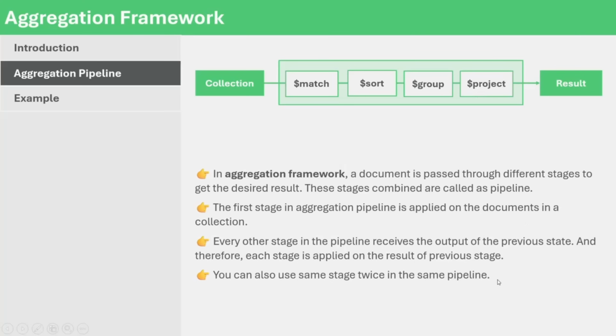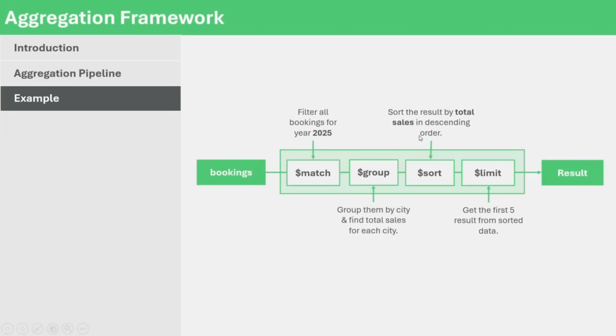That is also possible. So these stages are basically the aggregation operators which we apply on the documents of a collection. In this section, we are going to learn about some of the important stages and we will understand them with simple real-world examples. Now here, let's understand aggregation framework and aggregation pipeline with a simple example. So let's say we have our bookings collection.